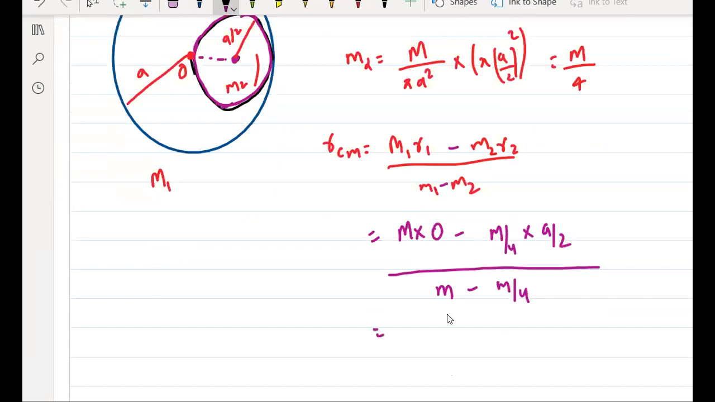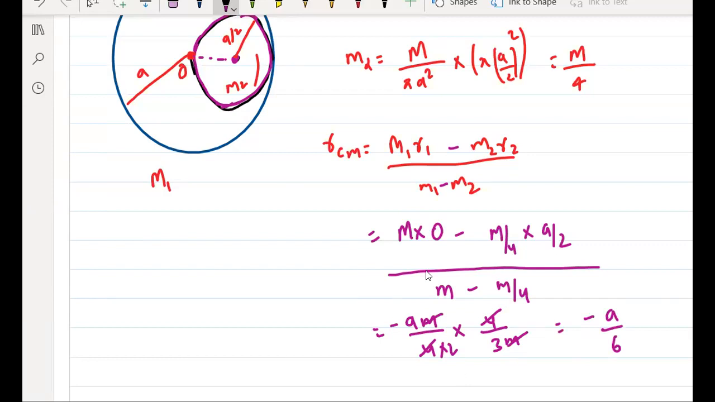So it is M by 4 negative into a by 2, divided by M minus M by 4, which is 3M by 4, so 4 by 3M. What is the answer? Tell me guys. Sorry, this is into 2. Into 2, right? So what's the answer? Minus a by 6. Yes or no?